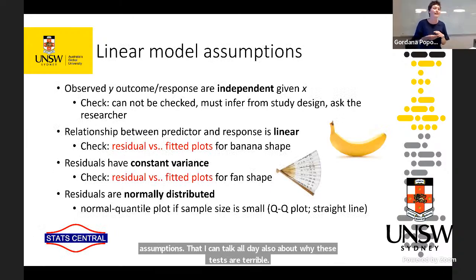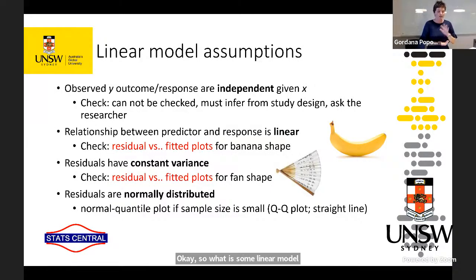Okay, so what are some linear model assumptions? The first and most important assumption is independence. If you don't know what that means, there's a study design seminar on our website you can look at. You can't check this assumption. You have to know from how the data was collected whether or not it's independent. So we're not going to be checking this assumption in the seminar. We absolutely need to know whether your data is independent or not.